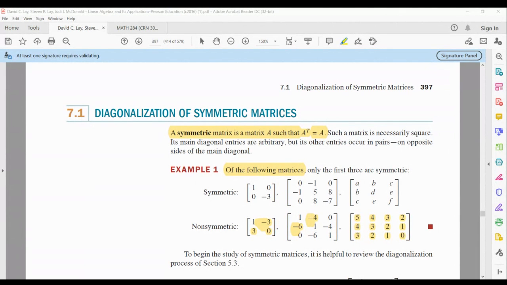Right. So the -4 and -6 across the diagonal don't match in the second non-symmetric matrix. So are there any questions regarding distinguishing between symmetric and non-symmetric matrices? Are there any questions at all? Okay. All right. Very good.